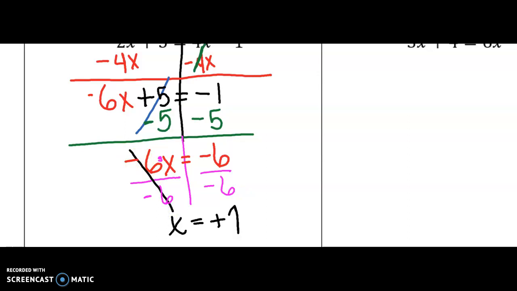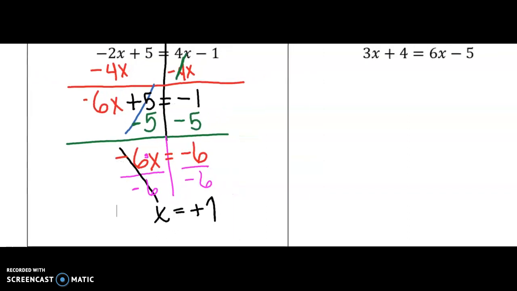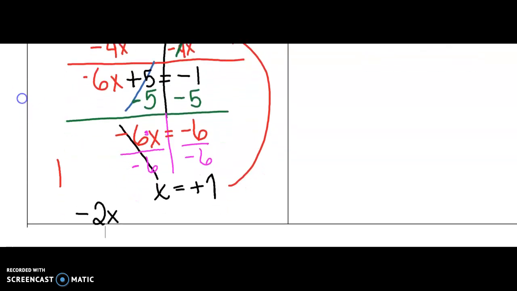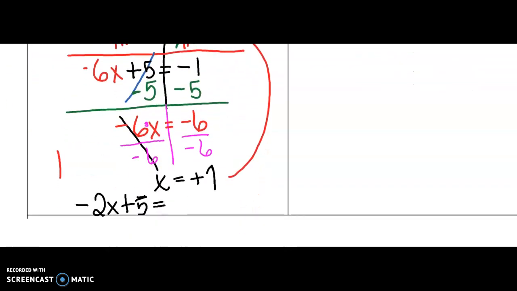And if I were to check my work, because we need to build the habit of checking our work, I would plug it back into the original statement. I would plug it back in to make sure that we are correct. So I'm going to plug in that x equals 1 and see if it works. So the equation was negative 2x plus 5 equals 4x minus 1. And so I'm going to plug in that 1 instead of the x.